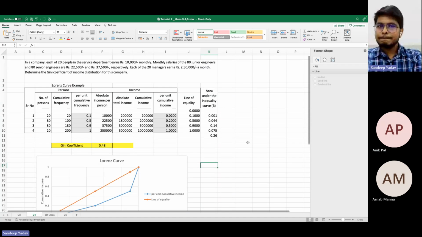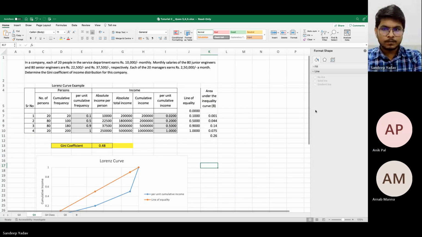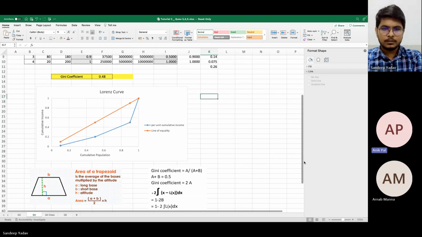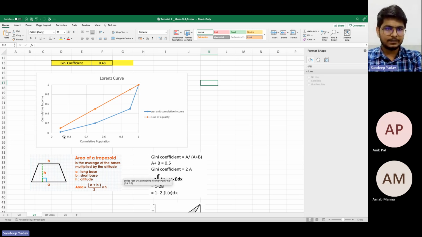Any doubt in that? So this A plus B equal to 0.5, how is it coming? A plus B, Gini coefficient. A plus B will always be 0.5. This is the 45-degree line. If you consider it as one area, then it will always be 0.5. A plus B is equal to 0.5.